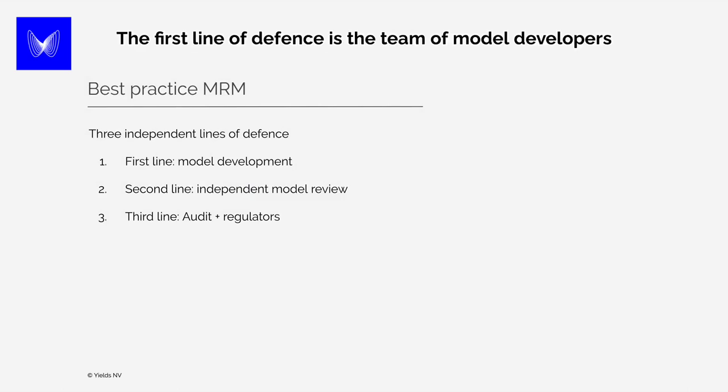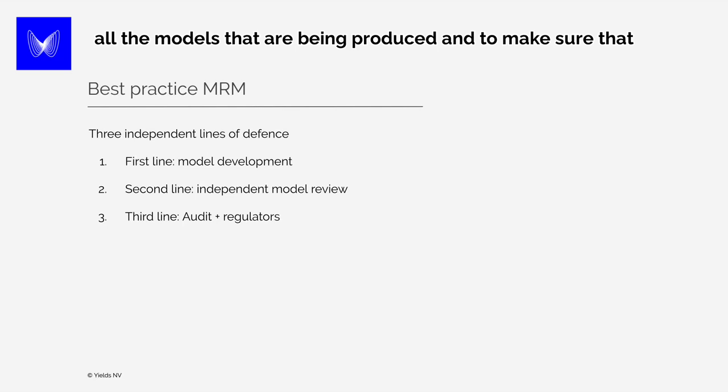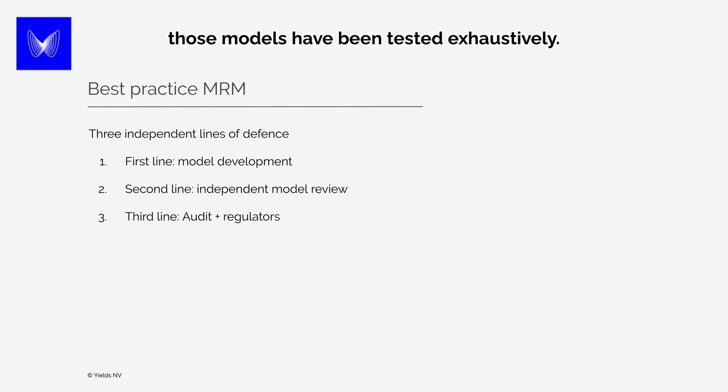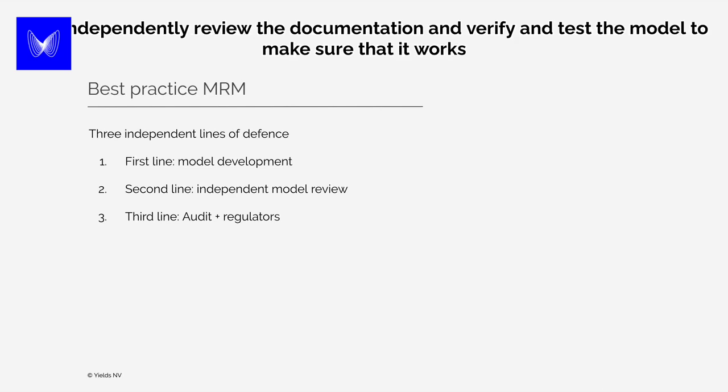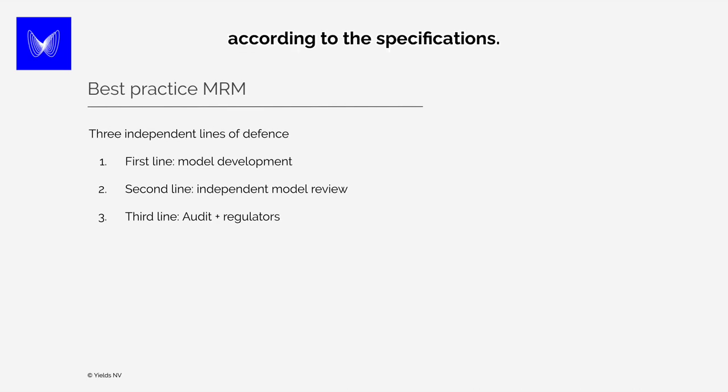The first line of defense is the team of model developers who is responsible to document properly all the models that are being produced and to make sure that those models have been tested exhaustively. The second line of defense is the team of model validators who independently review the documentation and verify and test the model to make sure that it works according to the specifications.